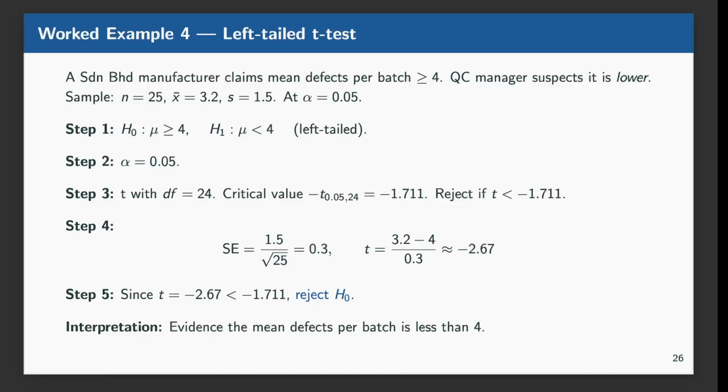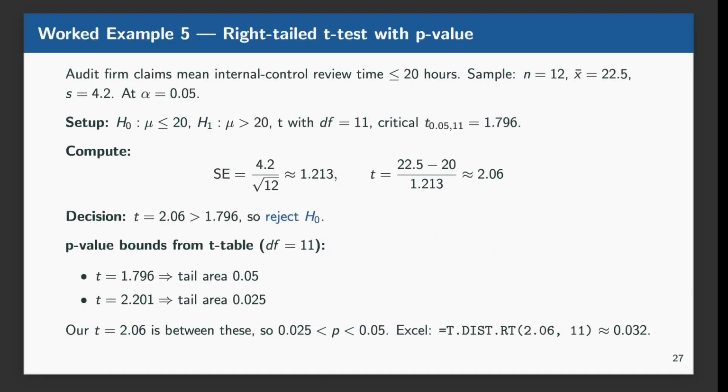Step 4. The standard error is 1.5 over the square root of 25, which is 5, giving 0.3. Then t equals 3.2 minus 4, divided by 0.3, which works out to approximately negative 2.67. Step 5. Since negative 2.67 is below negative 1.711, we reject H0. There is evidence that the mean number of defects per batch genuinely is below 4, which is good news for that quality control manager. Here is one more full worked example, this time pairing the t-test together with its p-value.